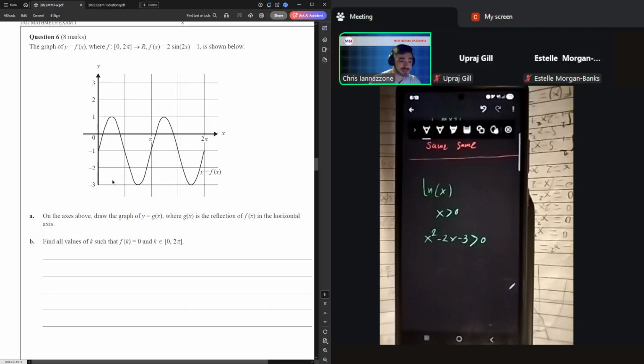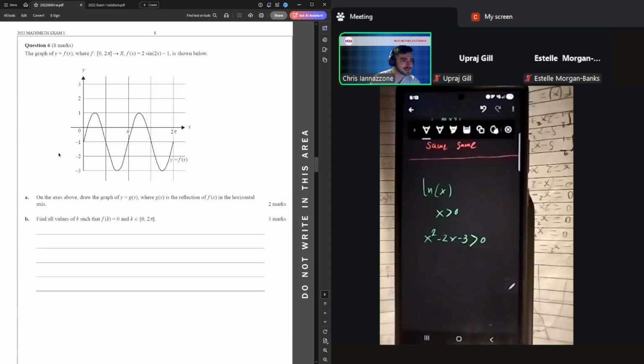Only reason I say that is because technically you actually end up doing that in part B. Find all the values of k for f of k equals 0. So if you had already gone and done that, you've now got your 3 marks for that as well. But yeah, so to talk about this, draw the graph. It's pure and simple a reflection. There's no translations, no nothing else. So as long as you understand the fundamentals of reflecting in the horizontal axis, then that should have been fairly chill. Happy to clarify though. Otherwise, move on to part B.